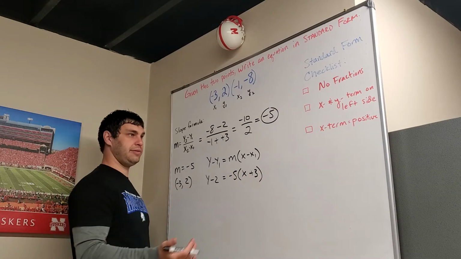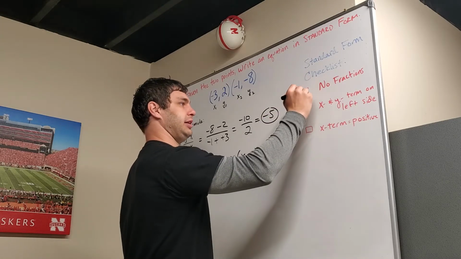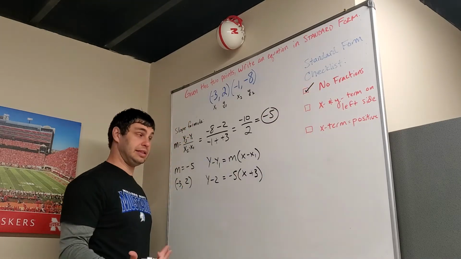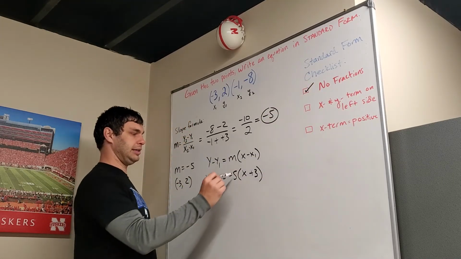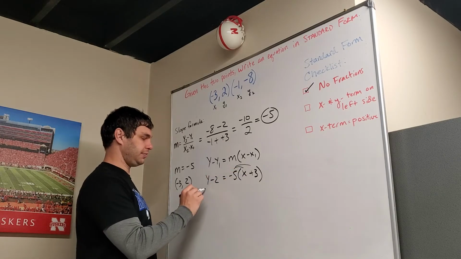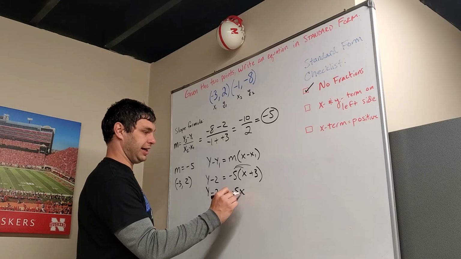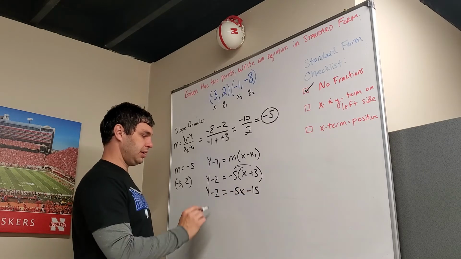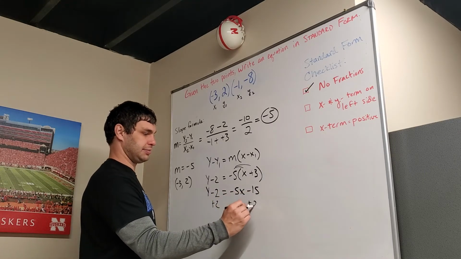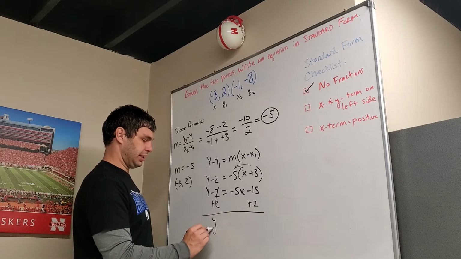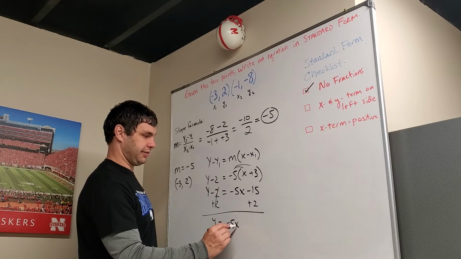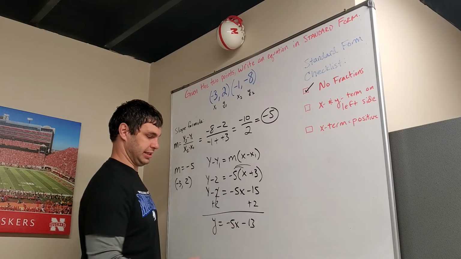This one does not have any fractions, so if I look at my checklist over here, I can check that off right away since it's done. There are no fractions. I then need to distribute this negative 5 in, and we'll have y minus 2 equals negative 5x minus 15. I'm going to add 2 to both sides, and we have y equals negative 5x minus 13.